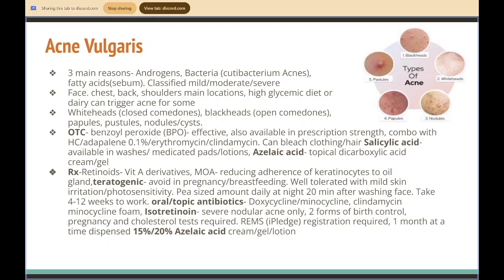And last but not least, for the over-the-counter, we have azelaic acid, and it's available as a topical dicarboxylic acid cream or gel.